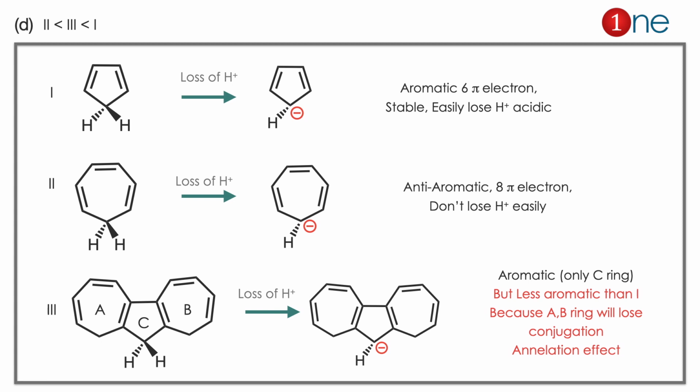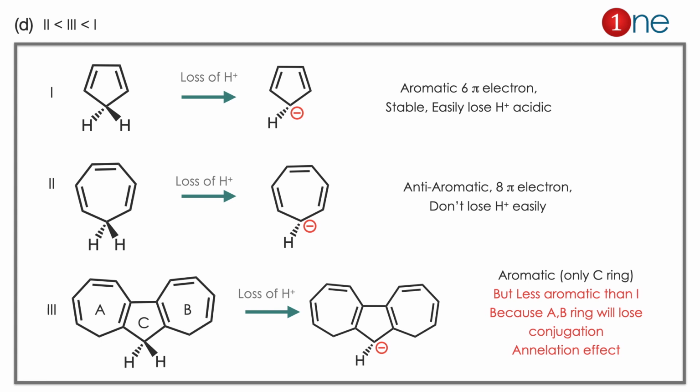The third one is very interesting. It has 3 different rings A, C, B. You may guess it is not aromatic, but it is aromatic because the center ring is aromatic. But it will be less aromatic because of its annulation effect. While gaining aromaticity, it decreases the electron density or conjugation in the other two rings, so it will be less acidic. So it will be moderately acidic.